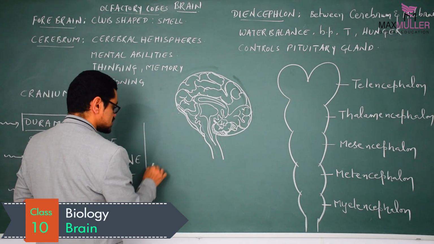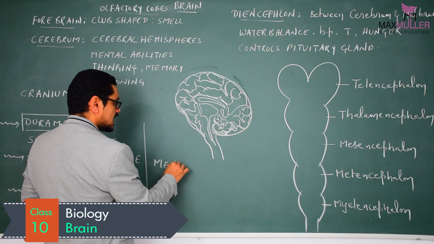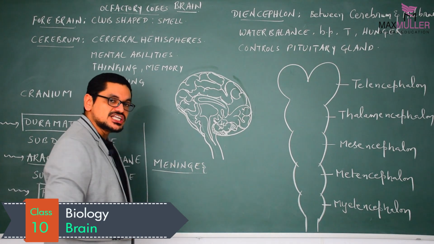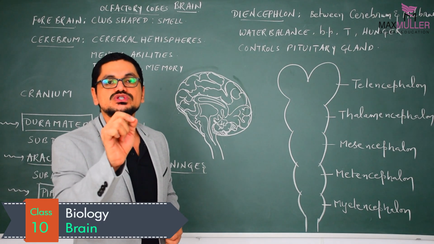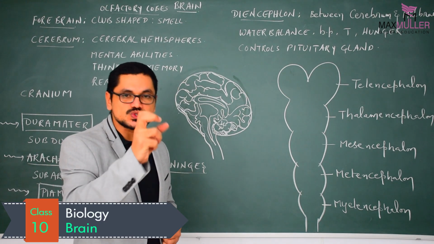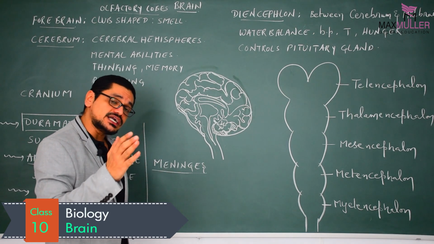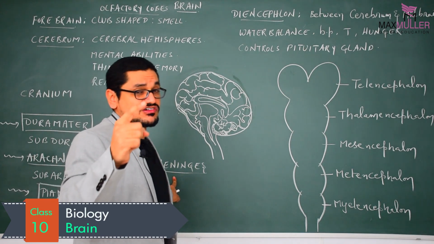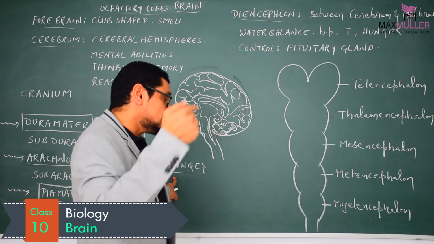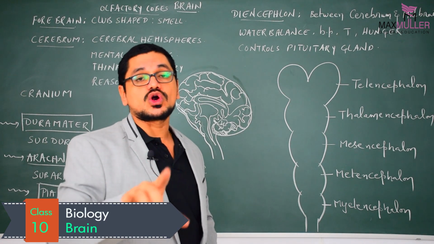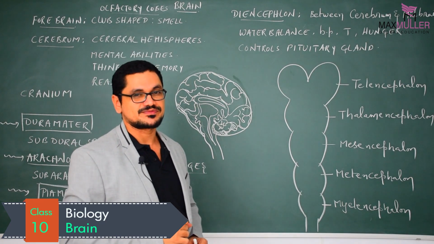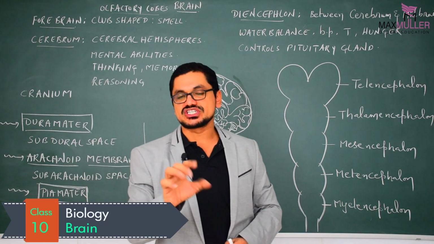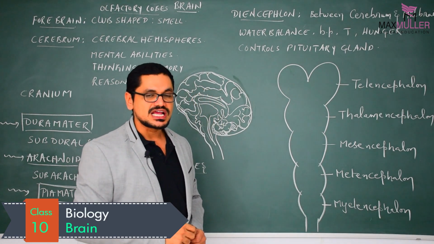What are meninges? M-E-N-I-N-G-E-S, meninges. Meninges are nothing but the layers which surround the brain and the spinal cord. The layers which surround the brain are called cranial meninges, and the layers which surround the spinal cord are called spinal meninges.